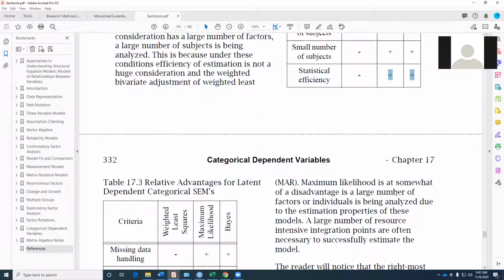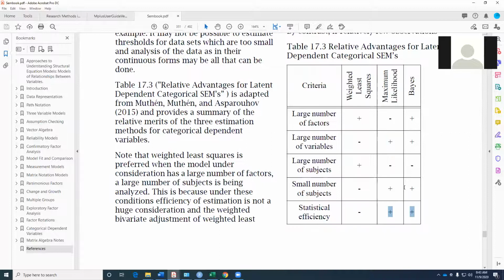I have a question. Yeah. On the table, what if we have a large amount of factors but a small number of subjects?